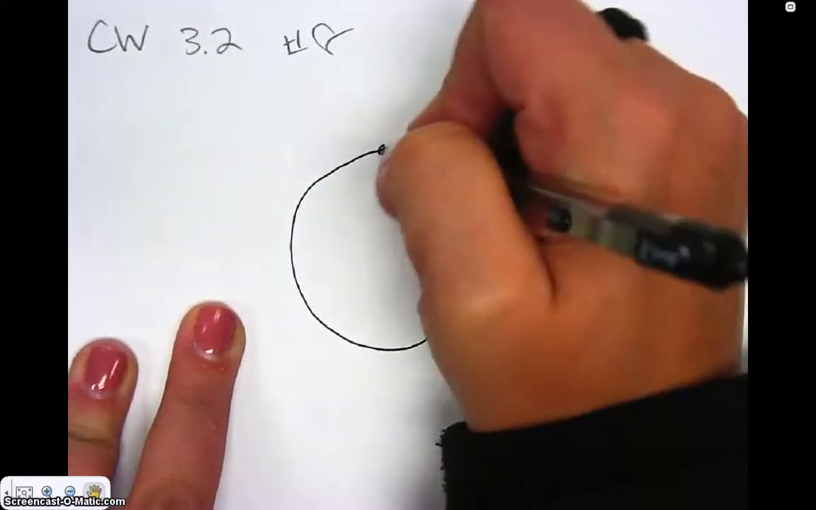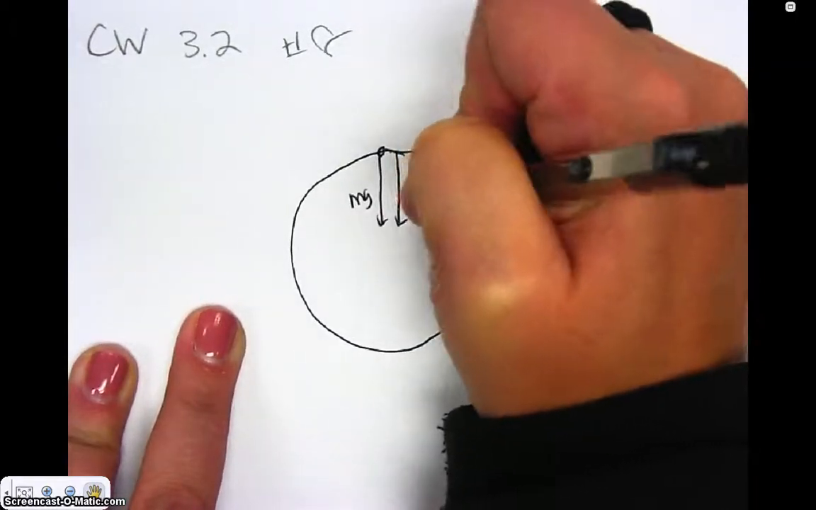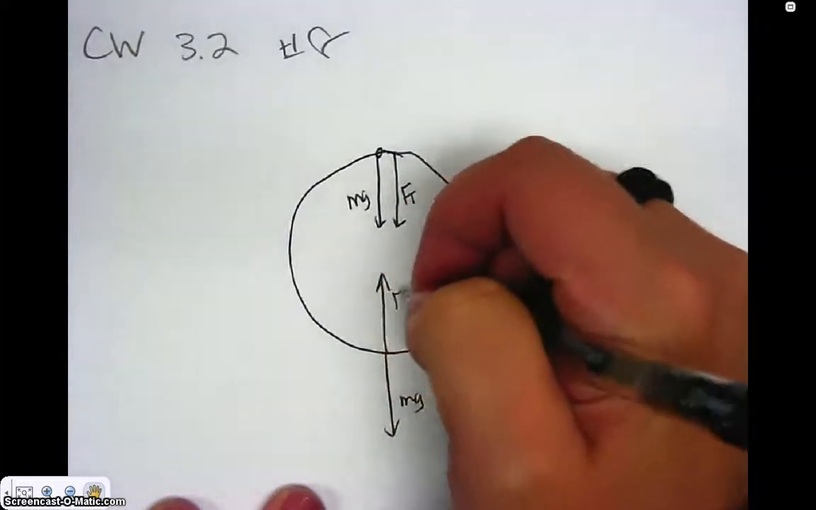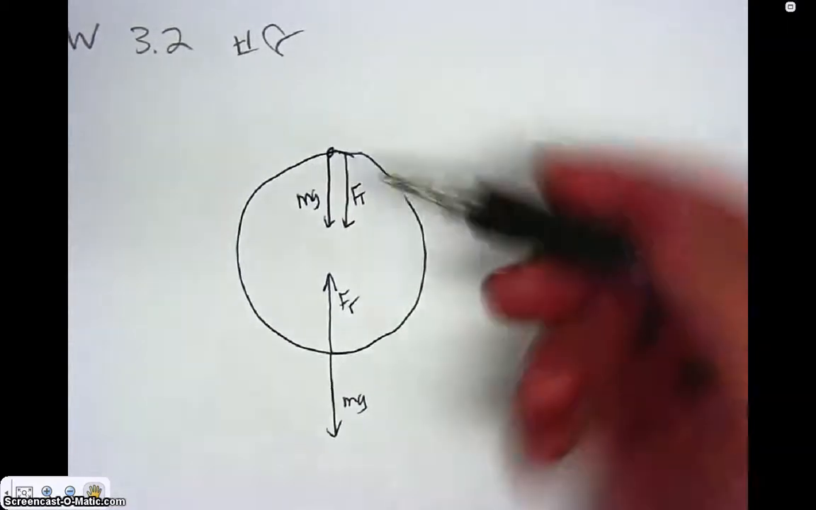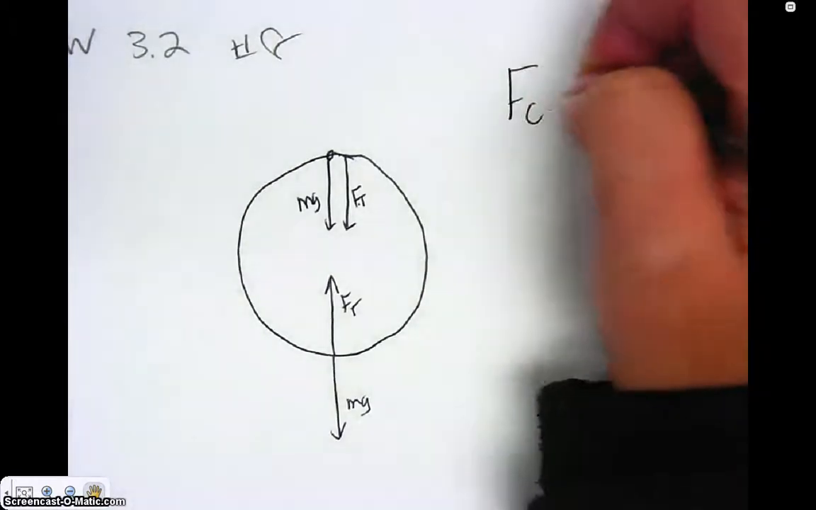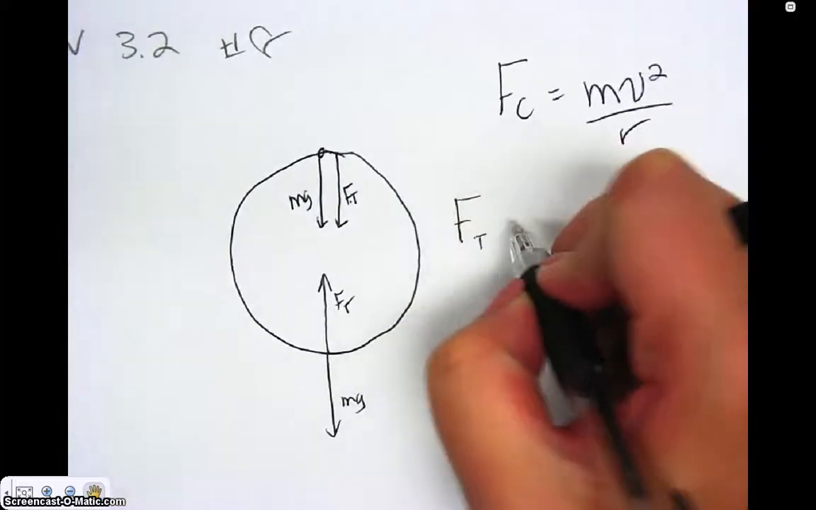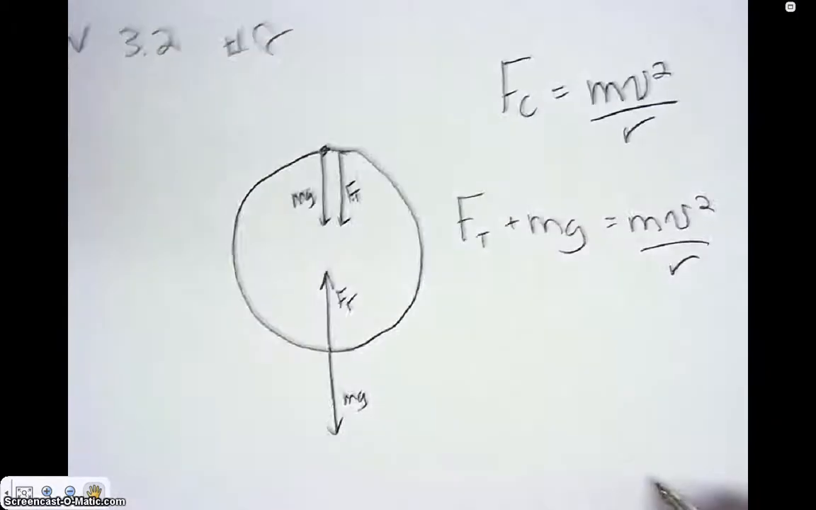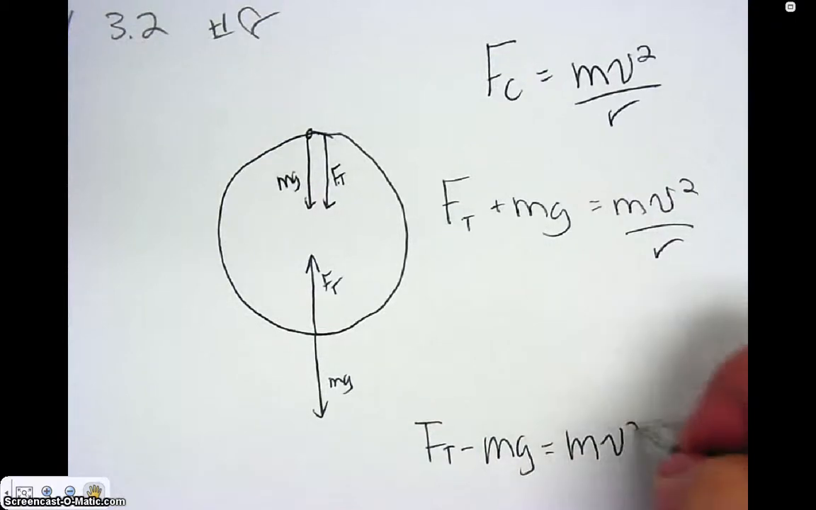So up at the top we have gravity acting down, and then we have the string pulling down. At the bottom we have gravity acting down, but now we have the string pulling up. So the sum of all forces equation is that this plus this is equal to mv squared over r. Remember, we're looking for what causes this centripetal force. So up here we have Ft plus mg equals mv squared over r, and down here we have Ft minus mg equals mv squared over r.